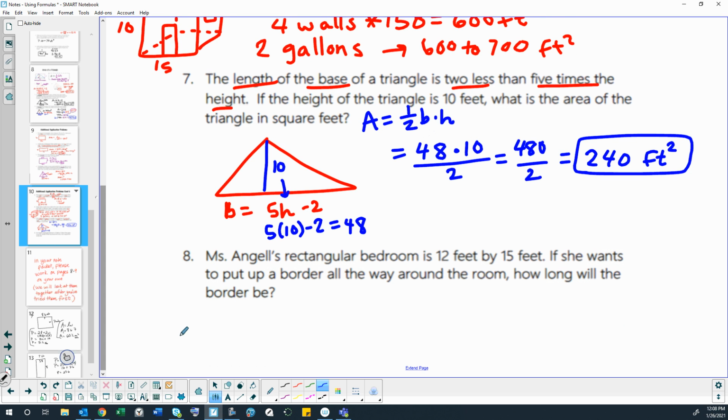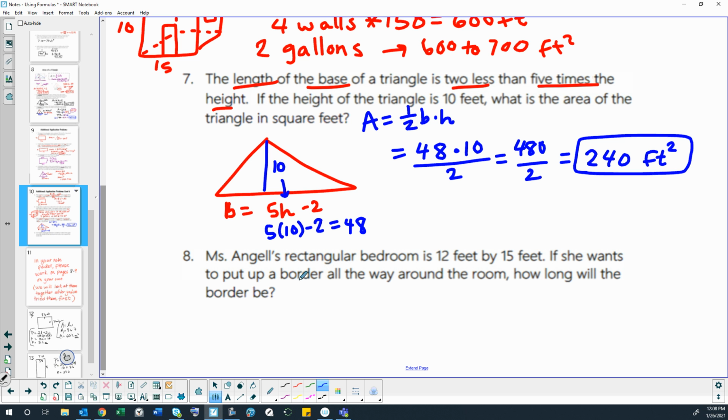All right, one more. Mrs. Angel's rectangular bedroom is 12 feet by 15 feet. This sounds like an area problem so far, right? Multiply 12 and 15, maybe? If she wants to put up a border all the way around the room, how long will the border be? Now, I was starting to assume this might be area. Is it area? To put something around something, would that be area? No, what do we call that?